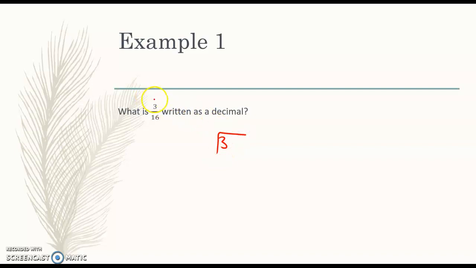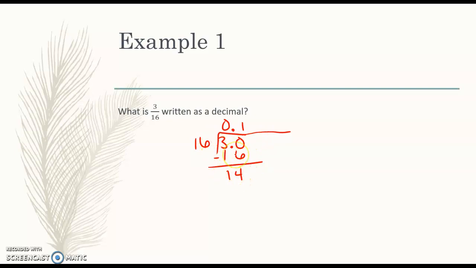So numerator goes inside, denominator goes outside. 16 does not go into 3, so I'm going to put a 0, and then I'm going to put my decimal in both the top and bottom, or inside and on top. I'm going to add a 0. And then I ask myself, how many times does 16 divide into 30? Or what times 16 gets me close to 30? And the closest one is just once, and that is 16. And so then I'm going to do 30 minus 16, and I end up with 14.